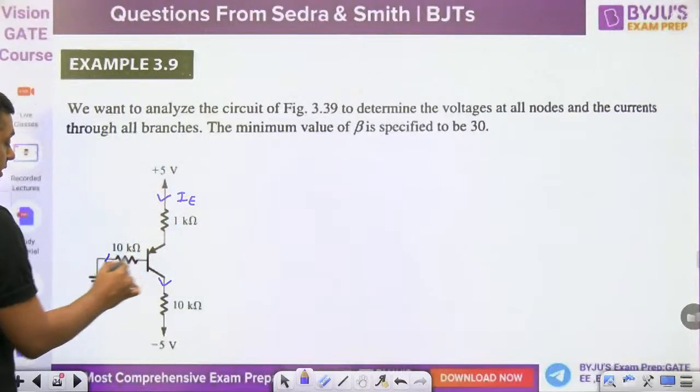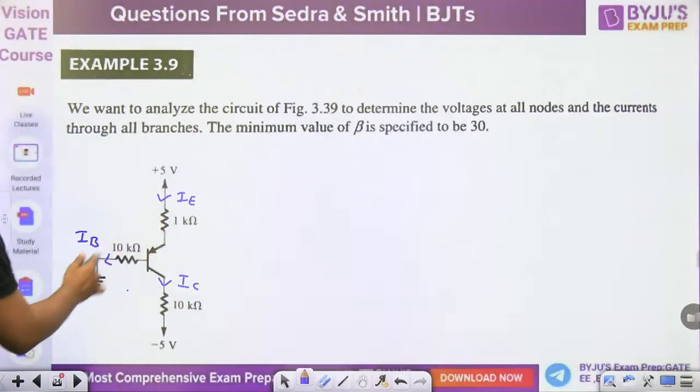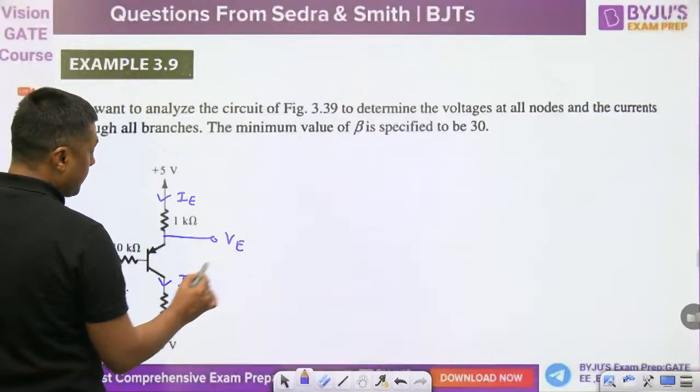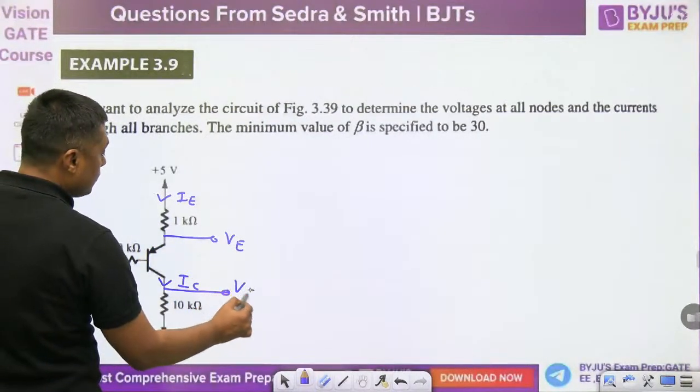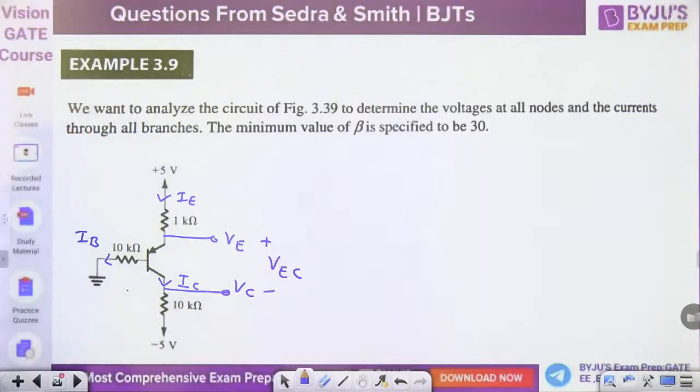This is the emitter current inside, base current outside, collector current outside. Now I is equal to IC plus IB. Determine the voltage at all the nodes. Voltage at all the nodes means what is the value of VC, what is the value of VEC. It should be, but you have to check.